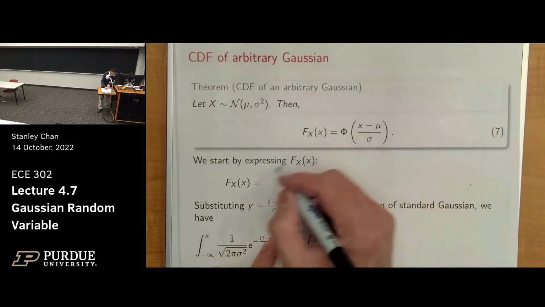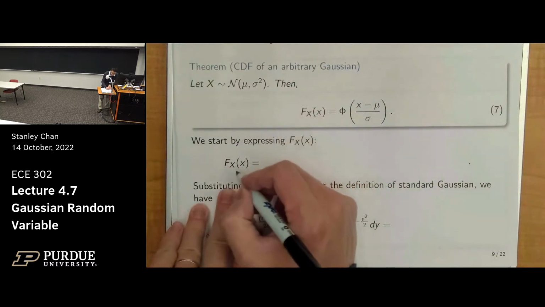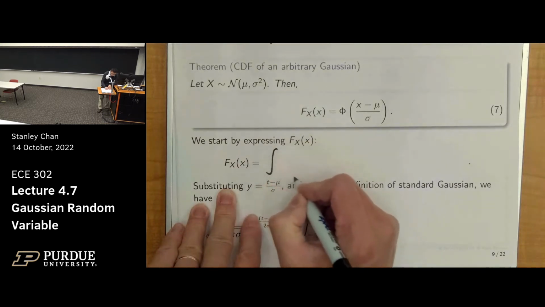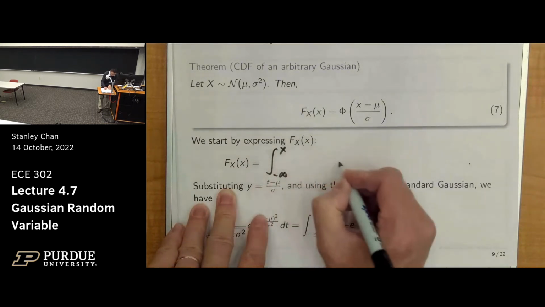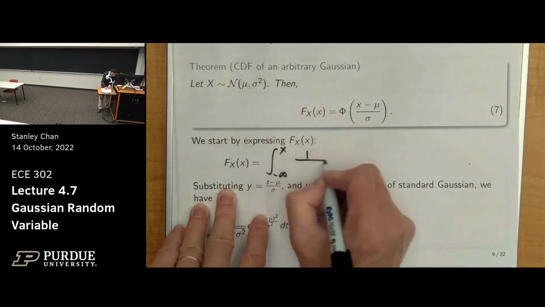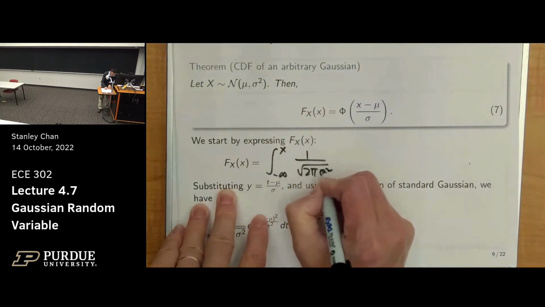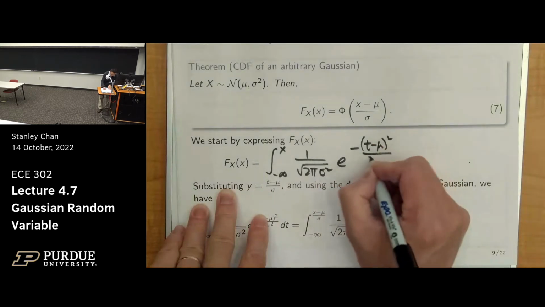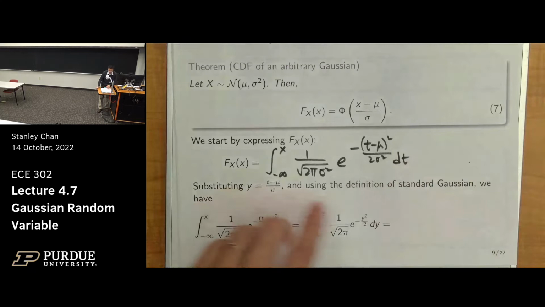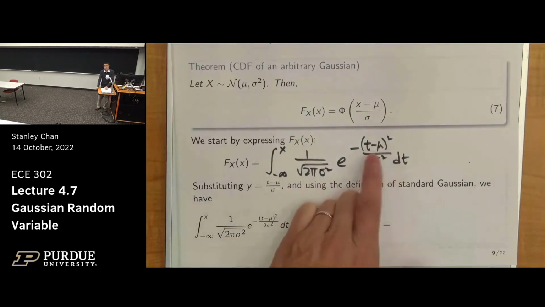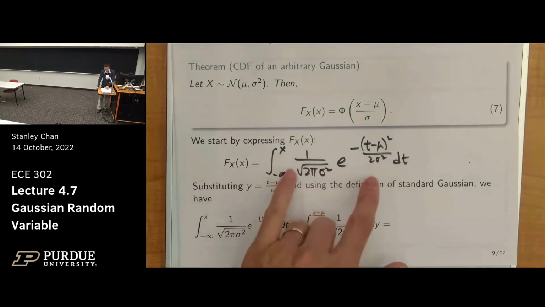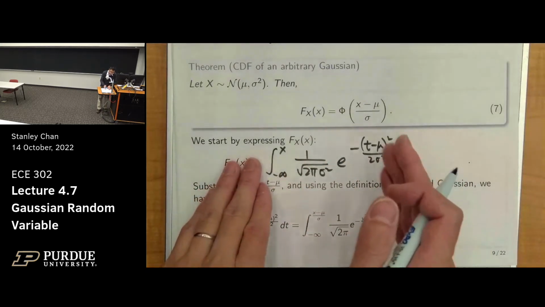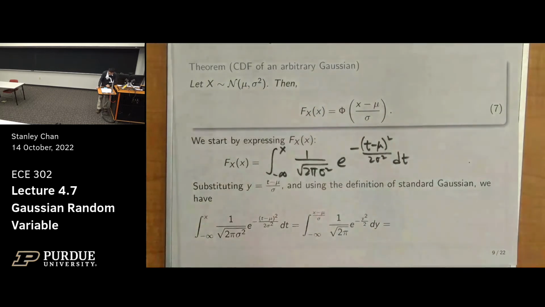Well, we can start with this Gaussian CDF of an arbitrary random variable. So you have this integration from minus infinity to x of your Gaussian, which is 1 over root 2 pi sigma squared e to the power minus (t minus mu) squared divided by 2 sigma squared dt. Now, pay attention that this t is just a dummy variable for this integration. I don't want to mess up with my x. So this is my CDF of this Gaussian random variable.